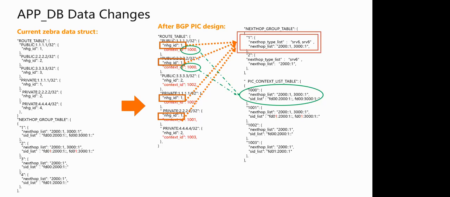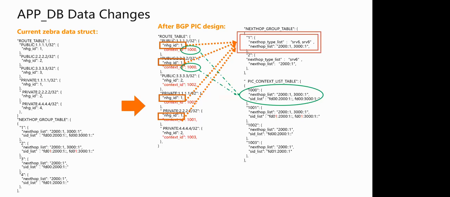But there is a next hop list in the pick context list table, and we also have a next hop list in the next hop group table. So why do we have the next hop list field in both tables? Oh, the first one is just the regular next hop group. Logically it's just regular ECMP.